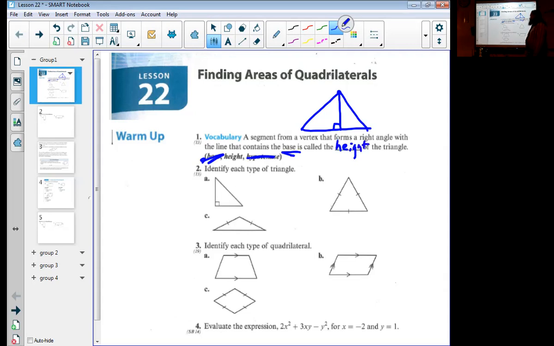Number 2 asks us to identify each type of triangle. Because this triangle has a right angle, we know that this is a right triangle. B, we have all of the sides being the same. That's why they have those lines on there. So then we have an equilateral. And down here we have two sides that are the same. That means we have isosceles.